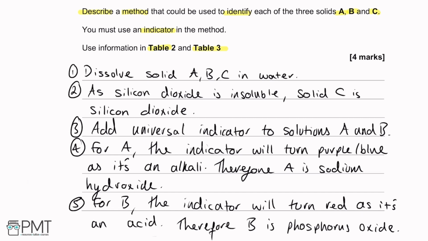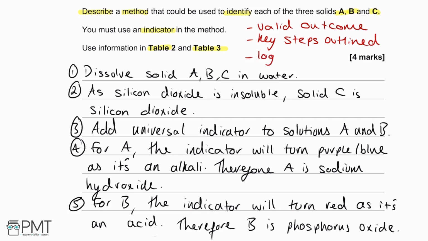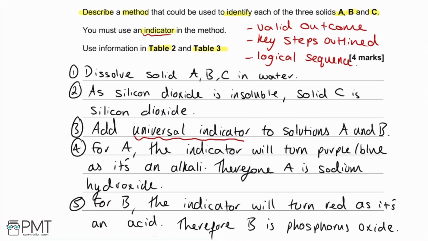Now, this was a 4-mark question, and in the mark scheme it was looking for a method that would lead to a valid outcome, which this is. It was looking for a method which had key steps outlined, and it wanted those key steps outlined in a logical sequence. I think doing it like I have here, in almost like bullet points or a list of the 5 steps, makes it really clear to the examiner. We have mentioned the indicator, universal indicator. So this is a perfect model answer that would have scored 4 marks.